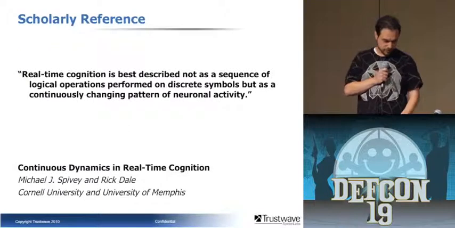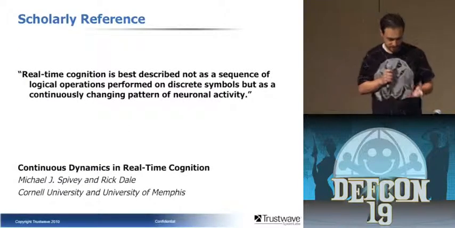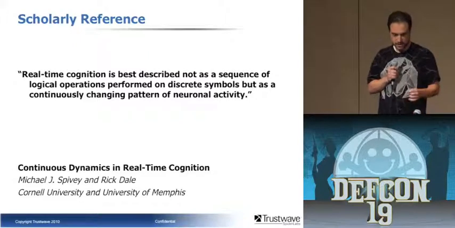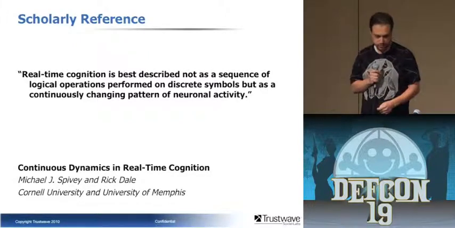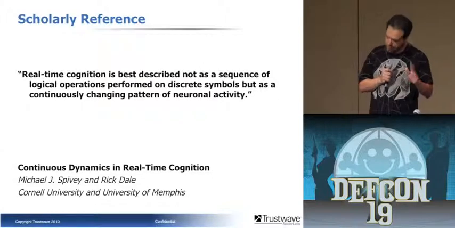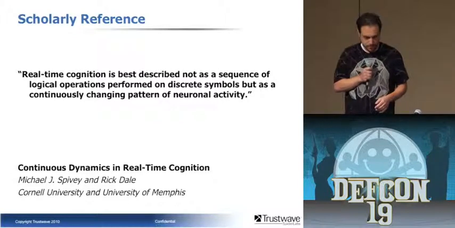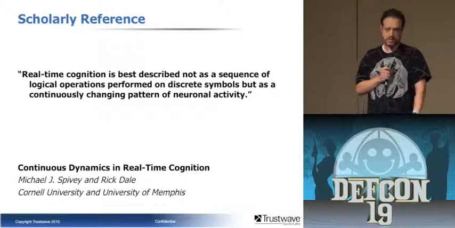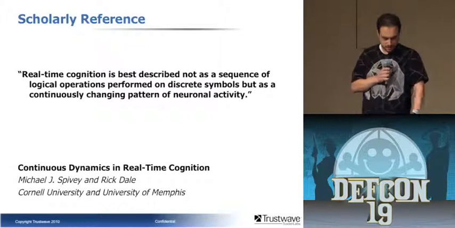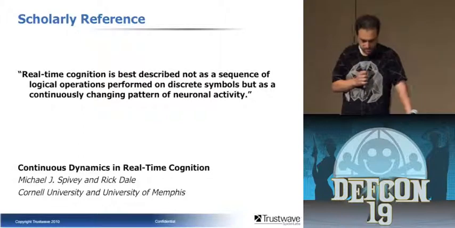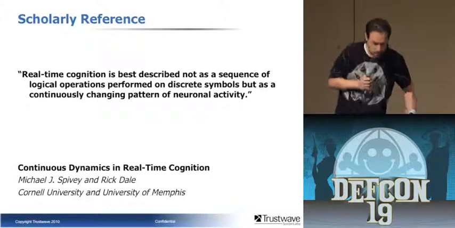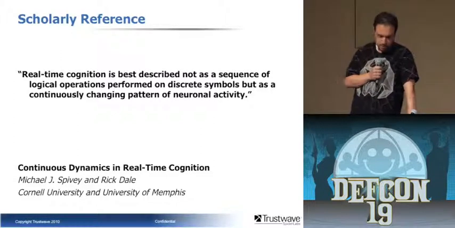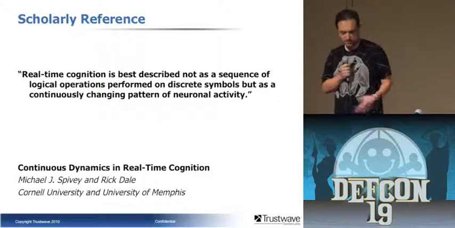Here's the scholarly reference that I think means what I think I'm talking about: real-time cognition is best described not as a sequence of logical operations performed on discrete symbols, but as a continuously changing pattern of neuronal activity. So what I take away from that, this poor Michael Spivey, who got cited at DEF CON, and Rick Dale of University of Memphis and Cornell University, is that it's a flow.